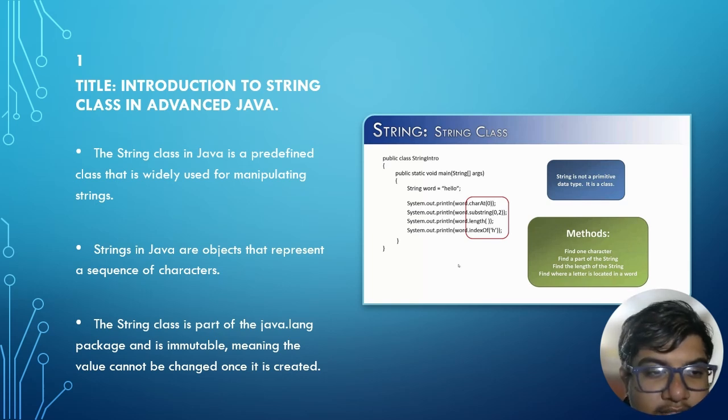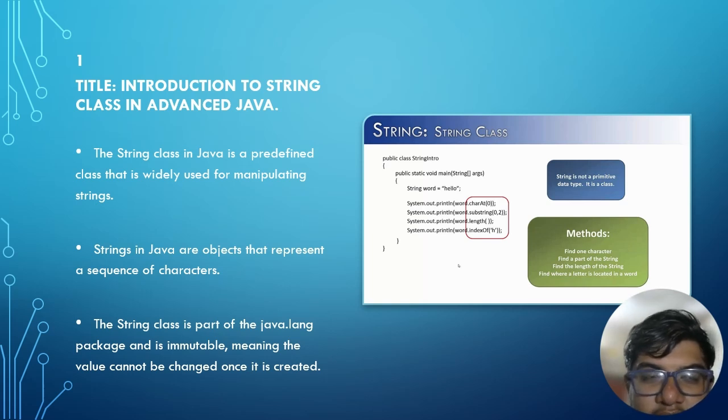The string class is a part of the java.lang package, or you can even access it through the util package, and is immutable. Immutable meaning it cannot be altered, meaning the values cannot be changed once created. So string is a data type in Java which stores a sequence of characters, which we know now.